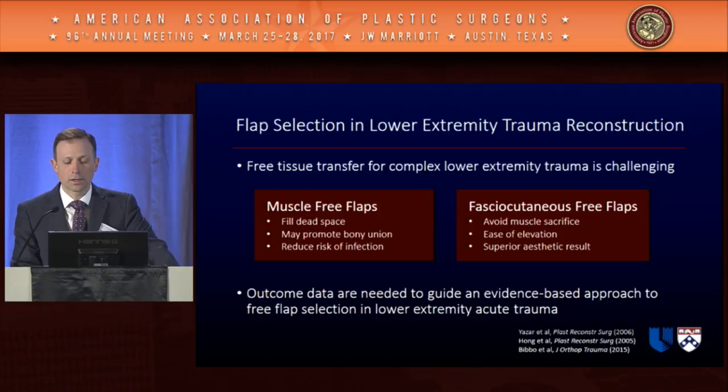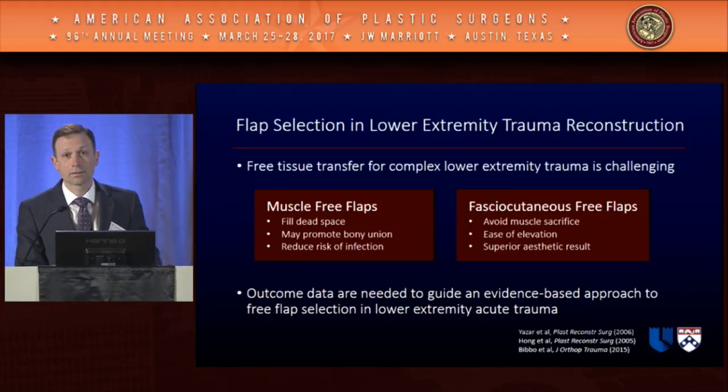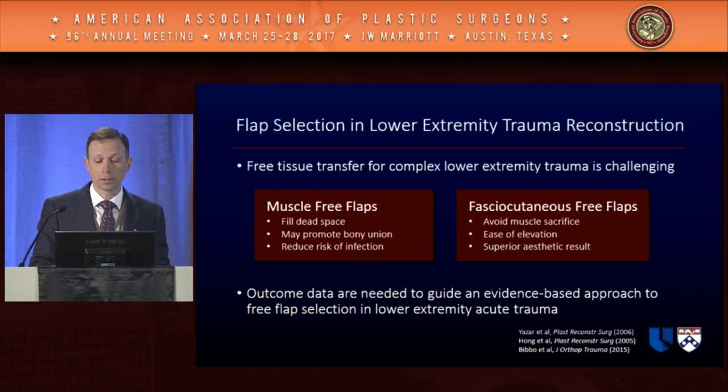Recently, with the rise of fasciocutaneous perforator flaps, the trend has been towards more use of these flaps for lower extremity trauma patients. As they avoid muscle sacrifice, they have an ease of elevation to allow for secondary orthopedic revision, and also in many of our hands have a superior aesthetic result. In this age of data-driven and patient outcomes, we really need a better guide to choose our flap selection in these lower extremity trauma patients.